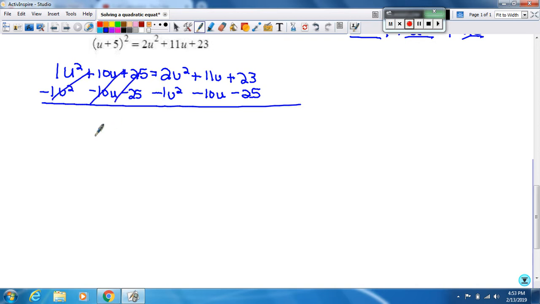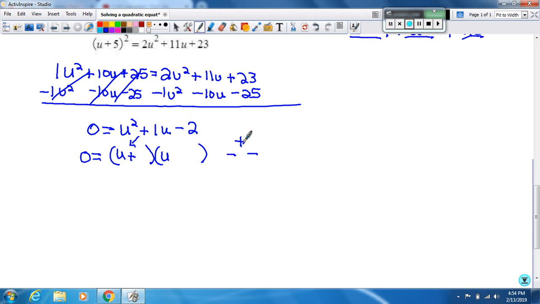Opposites cancel, so I have 0 equals 2 take away 1, 2u squared take away 1u squared is just u squared. 11 take away 10 is a positive 1u, and 23 take away 25 is a negative 2. Okay, so I'm going to split up the u's, bring down the first sign, use your little triangle with pluses and minuses, and cross out what was in the original problem. So that means this is a minus here.